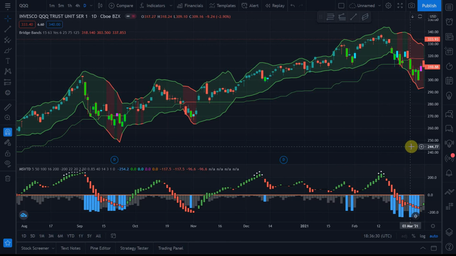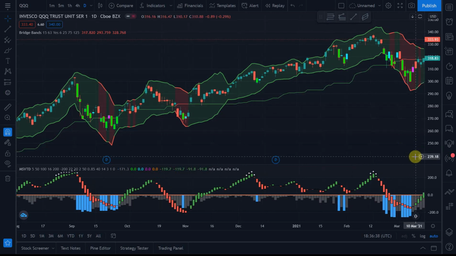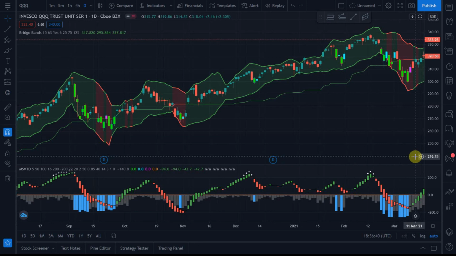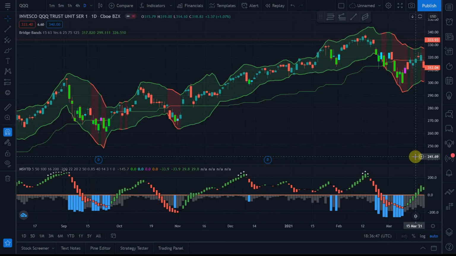I'd be okay with buying here, but just a small position. I don't want to jump in heavy at this point. It continues to turn up. Momentum continues to improve. Looking good here. All right, the trend is finally back bullish and picking up momentum, so you want to stay in at this point.